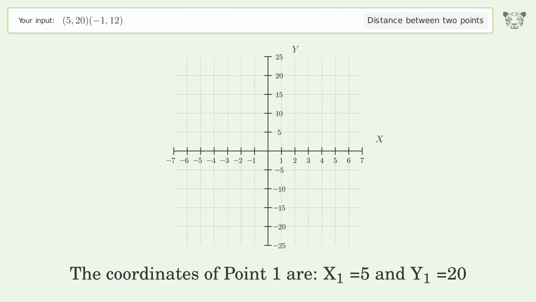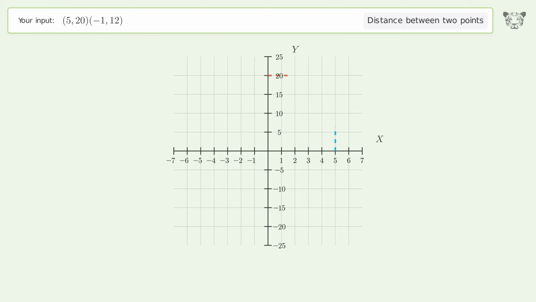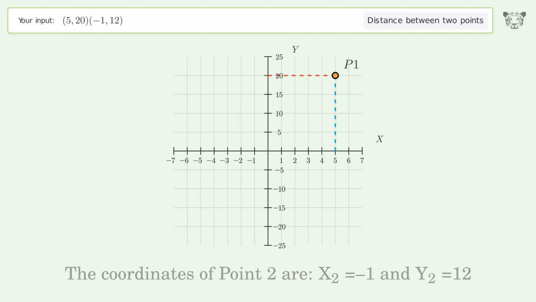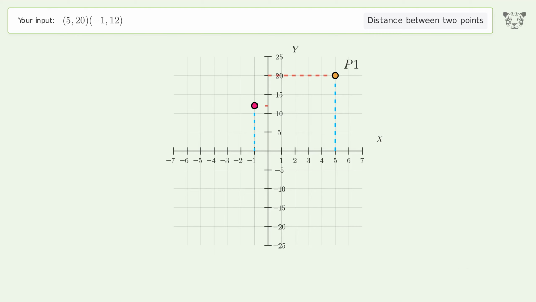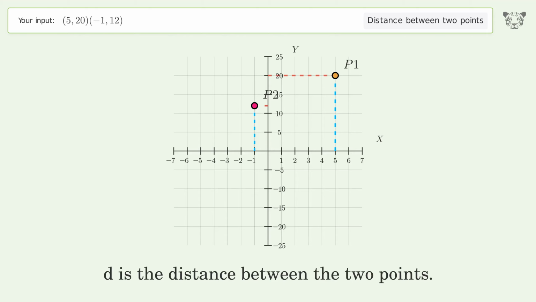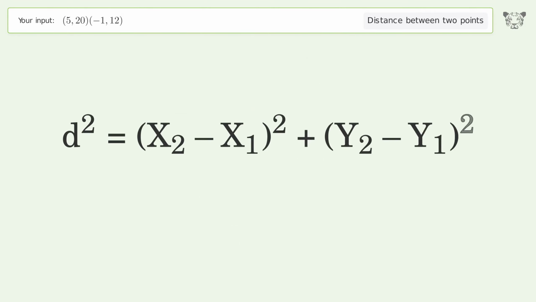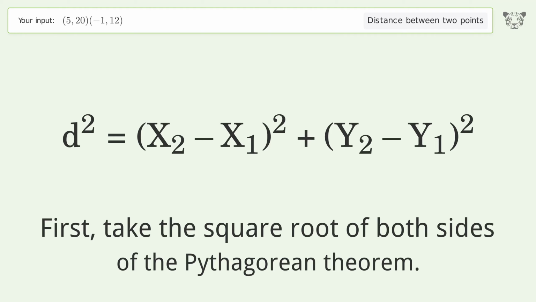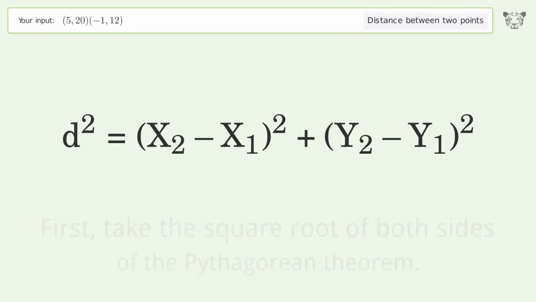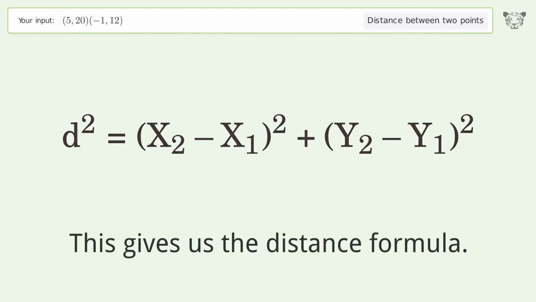The coordinates of point 1 are x1 equals 5 and y1 equals 20. The coordinates of point 2 are x2 equals -1 and y2 equals 12. D is the distance between the 2 points. First, take the square root of both sides of the Pythagorean theorem. This gives us the distance formula.